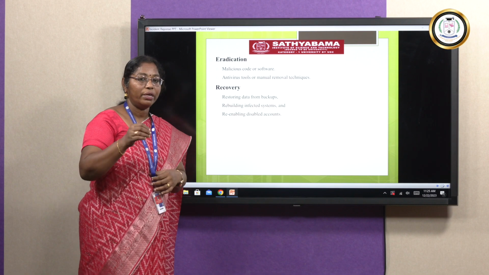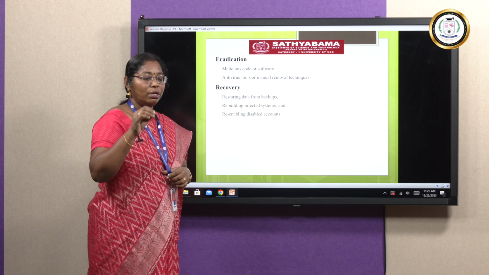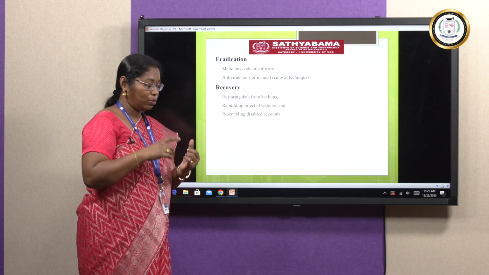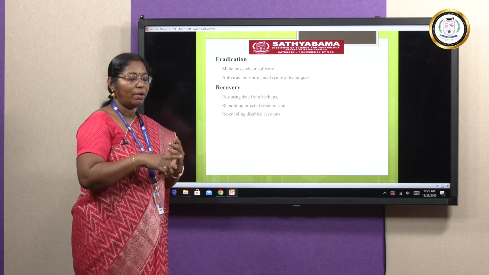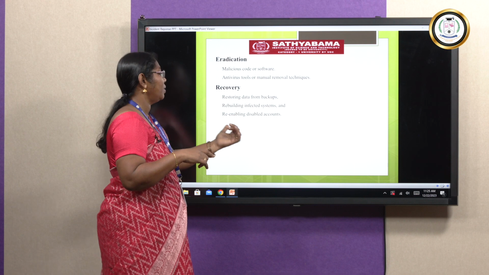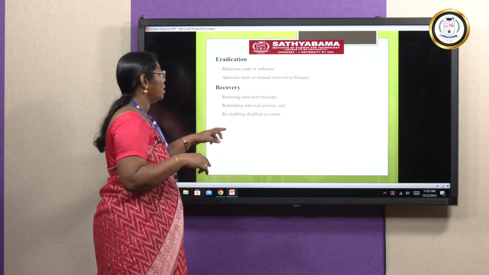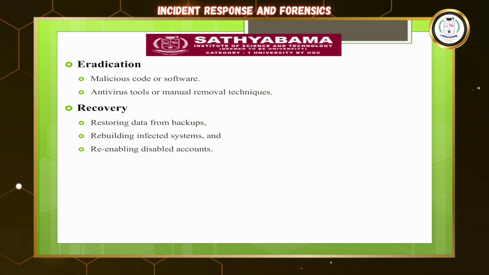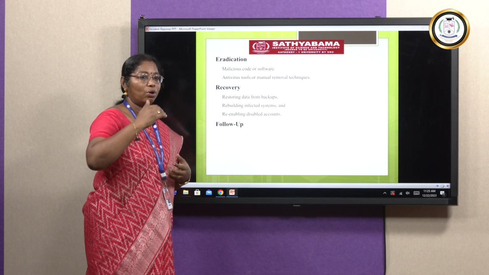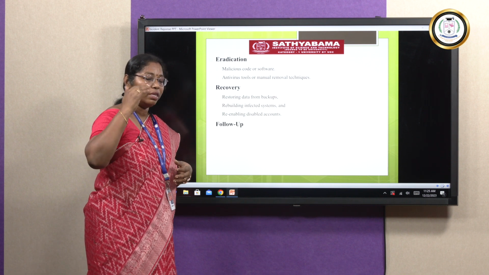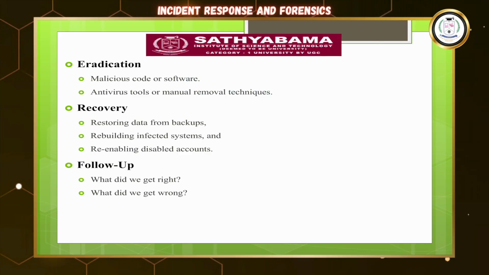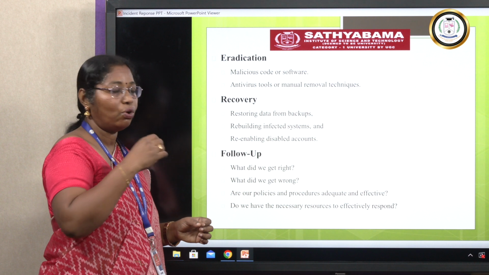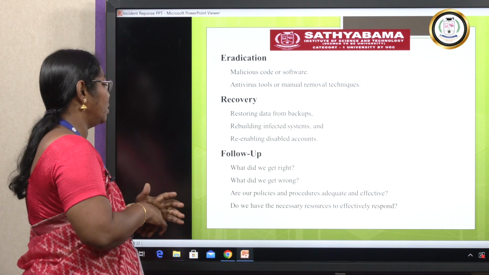So, if any losses occur in an IT institution, we have to contain the system and eradicate it. After eradication, we can re-enable disabled accounts. The next phase of incident response is follow up, a proactive process. After documentation, we have to follow up, and only then can we avoid future losses, right? So these are all the benefits of follow up in incident response.